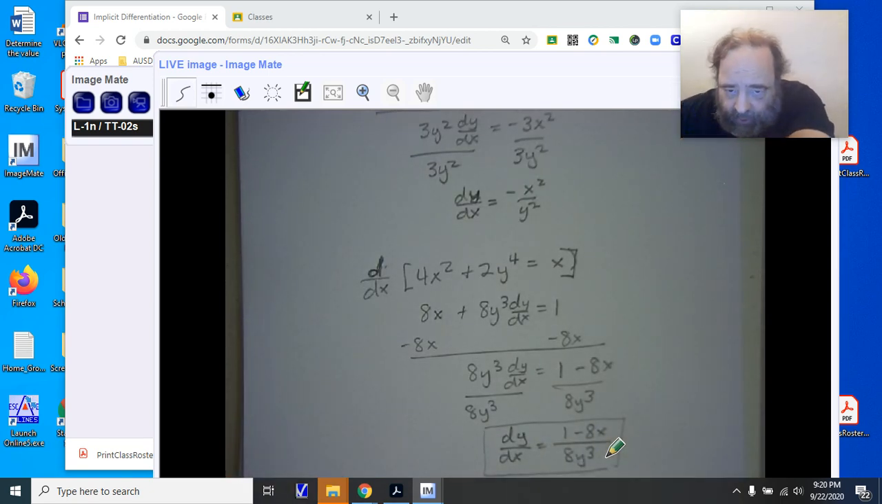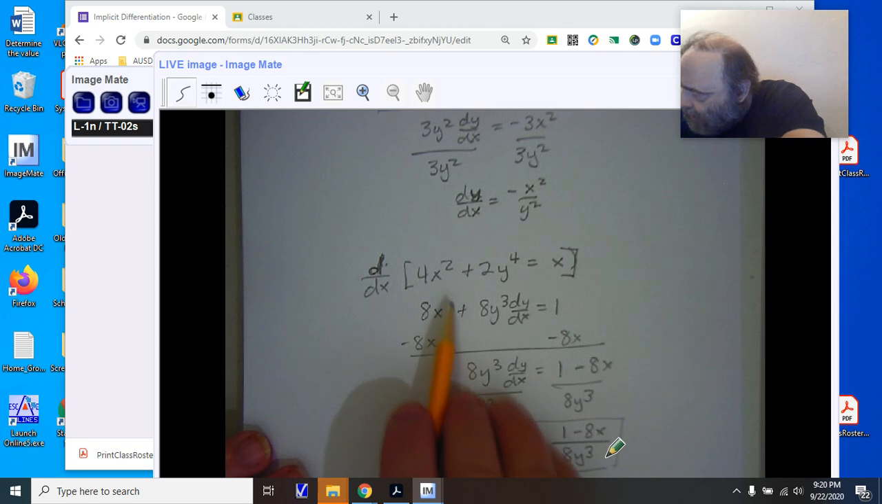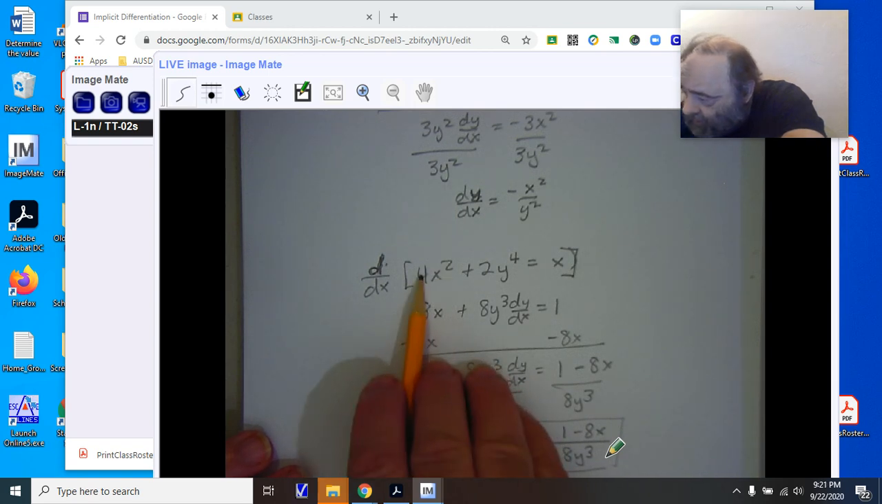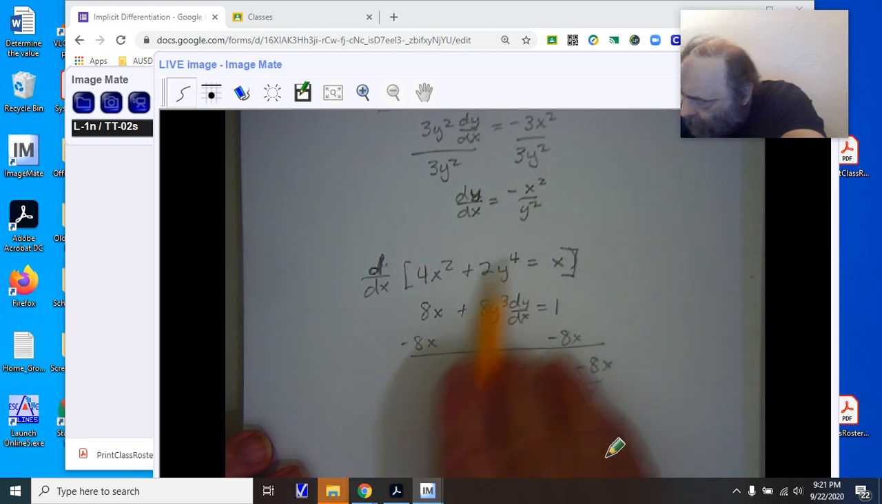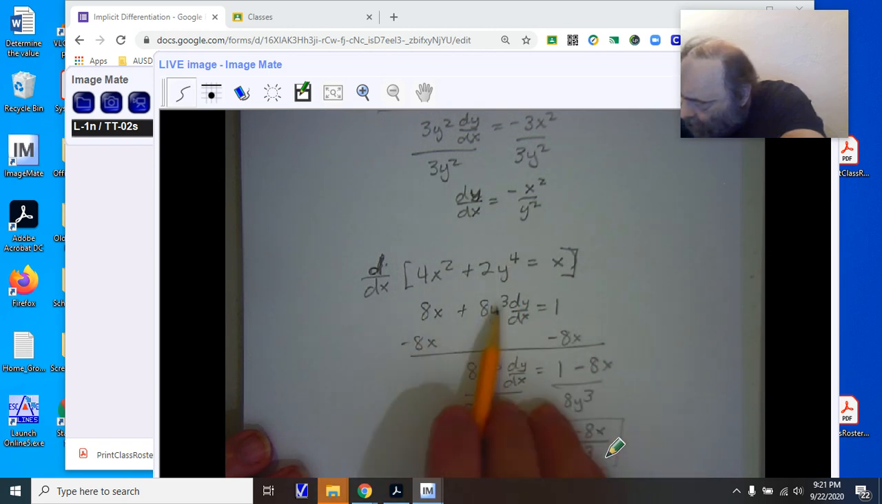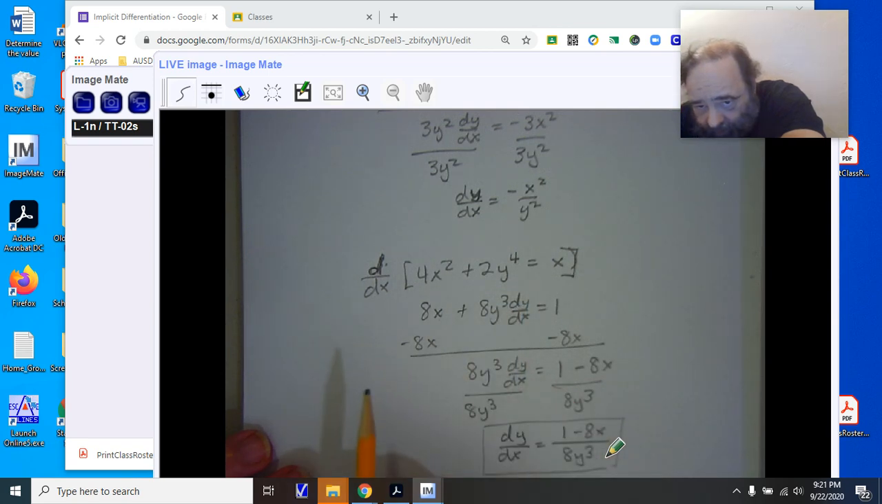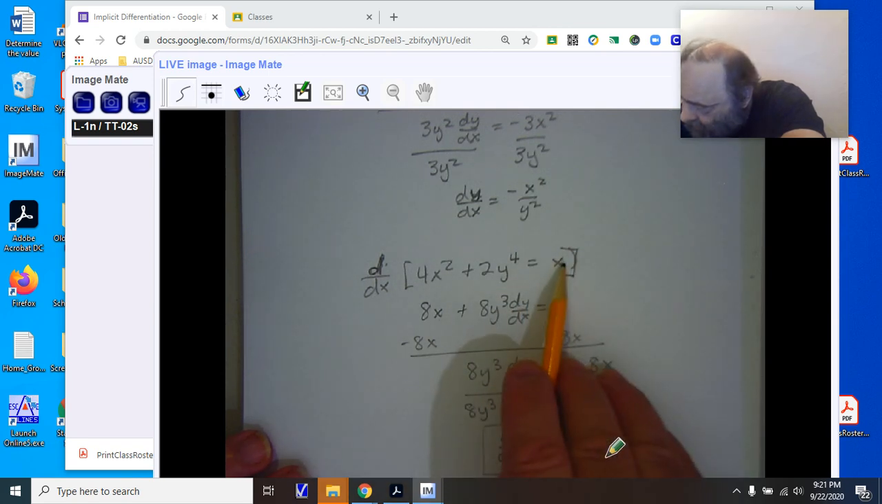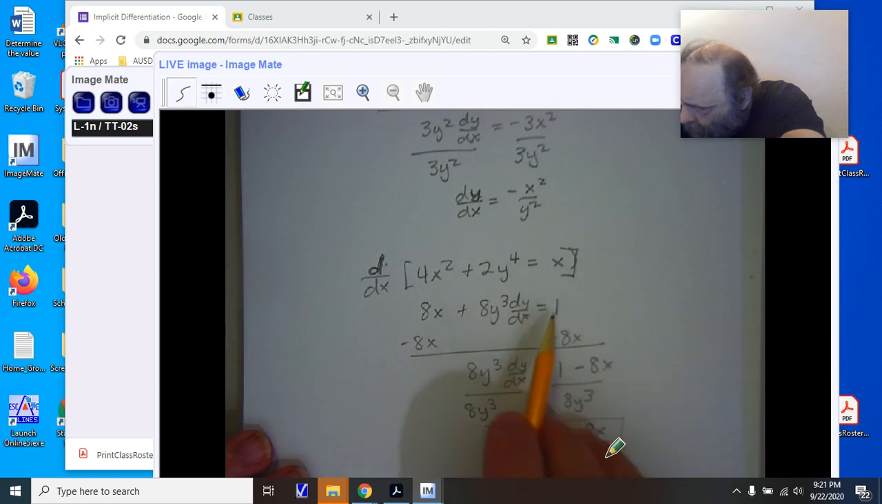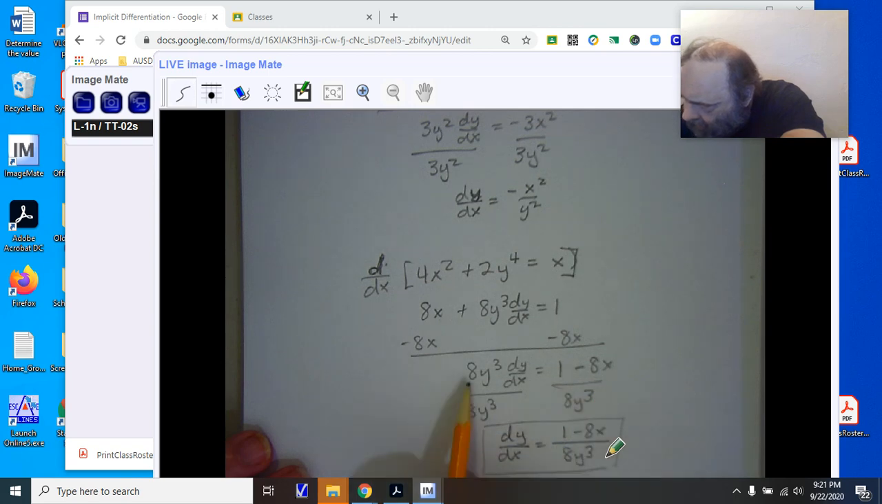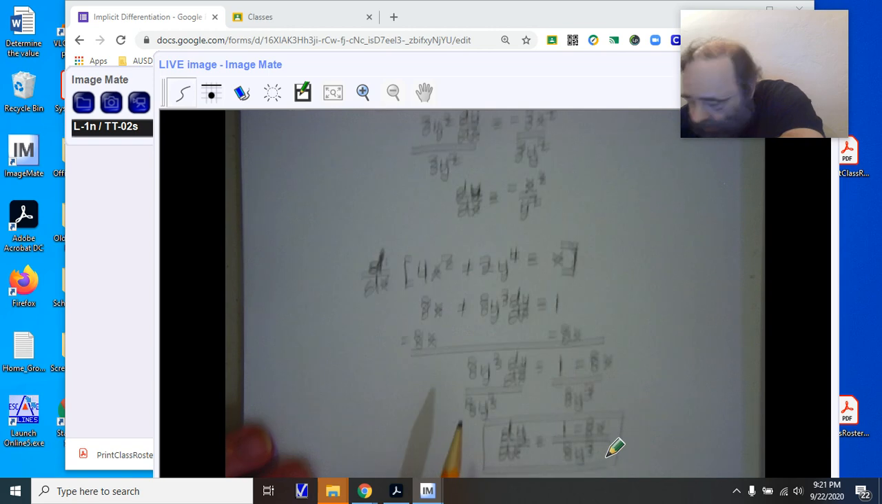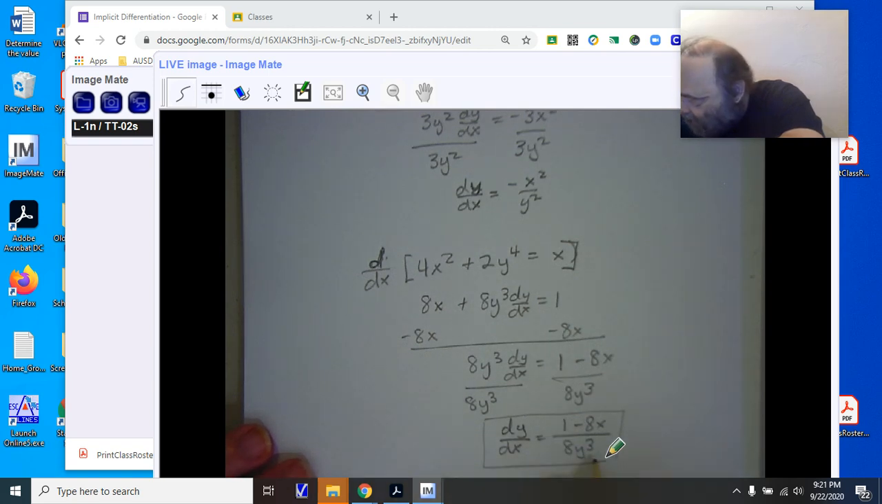Okay, notice, just go through it again. I'm taking my explicit, so 2, drop the power by 1. 2 times 4 made 8. 4 times 2 makes 8, but we drop the power, it leaves us with a 3. Then we use our chain rule for dy/dx. Explicit derivative is 1. Subtract 8x from both sides, 1 minus 8x, leaving us with the 8y cubed dy/dx. Divide by the 8y cubed on both sides, and we have our answer.